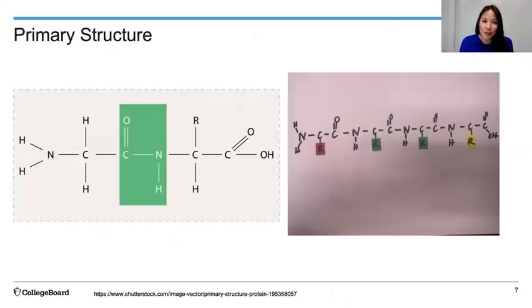So the primary structure of proteins is that simple chain of amino acids that are linked together by those covalent or peptide bonds. So just as a reminder, again, the primary structure, we're going to have one amino acid. The carboxyl of one amino acid is going to covalently bind to the amine group of another amino acid to form that covalent peptide bond that will then link them together to form this linear growing polypeptide chain.